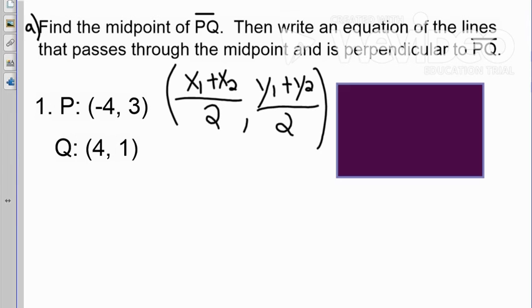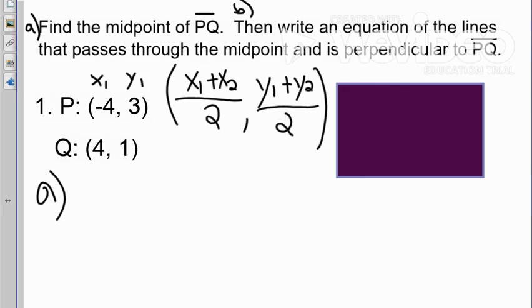Part B says then write an equation of a line that passes through the midpoint and is perpendicular to PQ. So we're not only going to find the midpoint of PQ, we're going to find the slope of PQ, and then write an equation that is perpendicular using the slope from PQ. So let's start by finding the midpoint. This is part A.